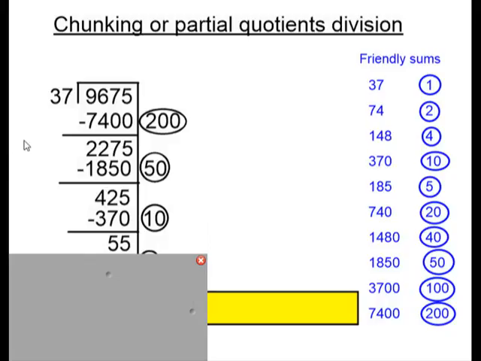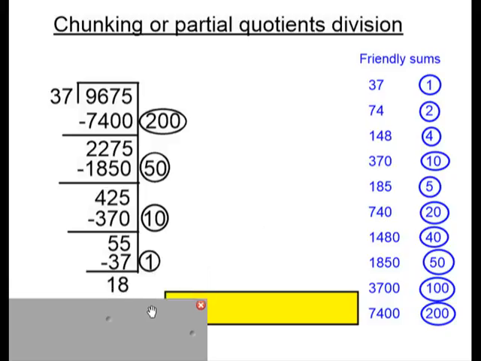My 55 is still larger than my divisor, so I can still fit more groups of 37 into this number. So I look back down my friendly sums, and I see that 37 is the biggest number I can fit in this time. So I write 37 beneath my 55, remember to write the 1 on the outside, and do my subtraction sum. Now I have 18 left. Now 18 is smaller than my divisor of 37, so I know I cannot fit in any more groups of 37 into this number. So this must be my remainder.